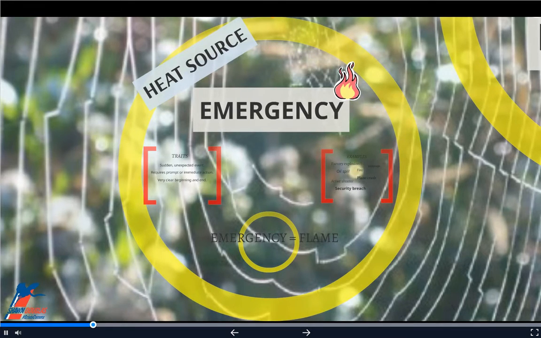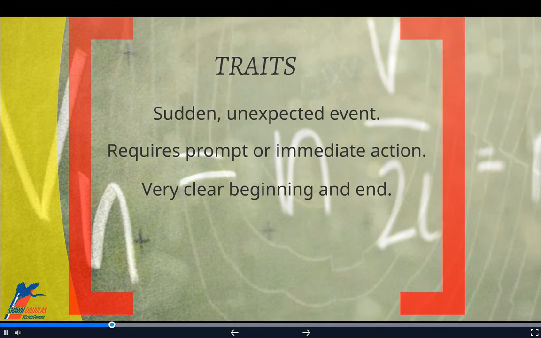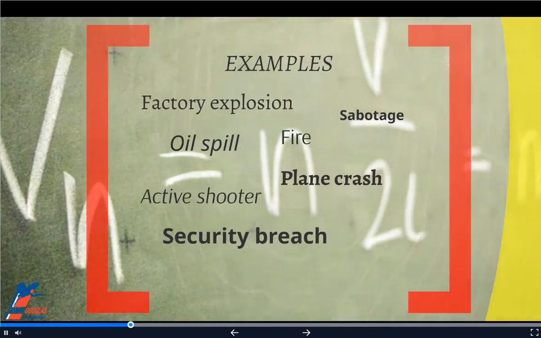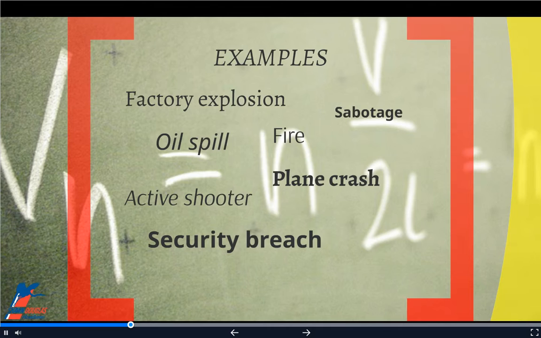The second element of a crisis is the emergency. This is tantamount to a heat source for the crisis. For our purposes, we define an emergency as a sudden, unexpected event requiring an immediate response, and unlike an issue, it has a very clear beginning and a very clear endpoint. Examples of an emergency include what you see here.